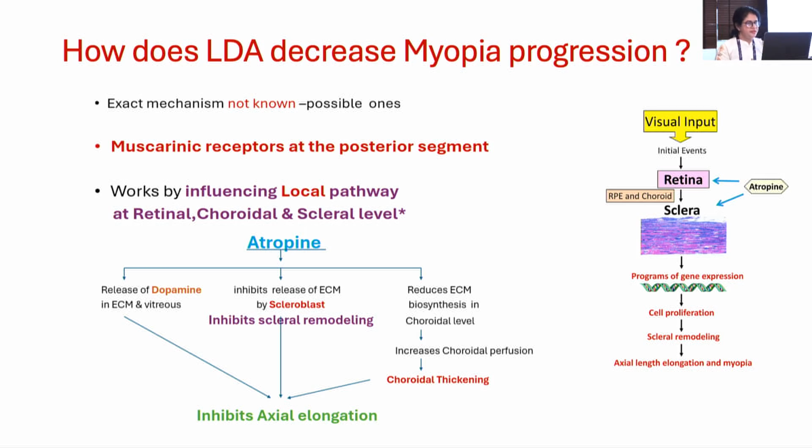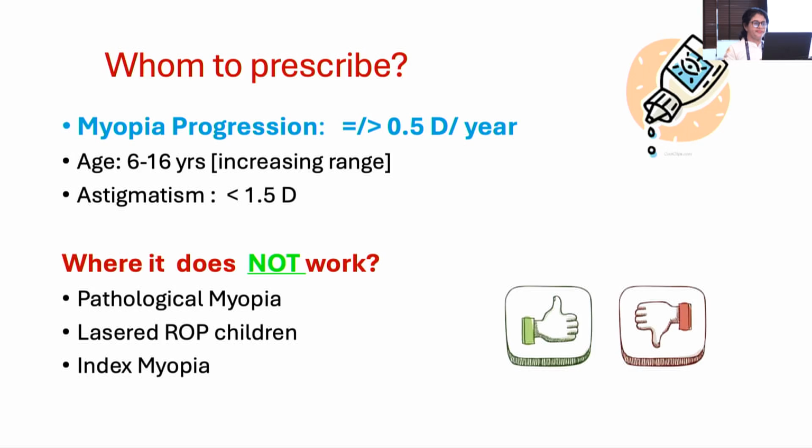So coming to the mechanism of action. The exact mechanism is still not known. It acts via muscarinic receptors at the posterior segment by influencing the local pathway at retinal, choroidal and scleral level. So mainly three actions, that is release of dopamine, inhibition of scleroblast, and increasing the choroidal thickening. All this finally inhibits axial length elongation.